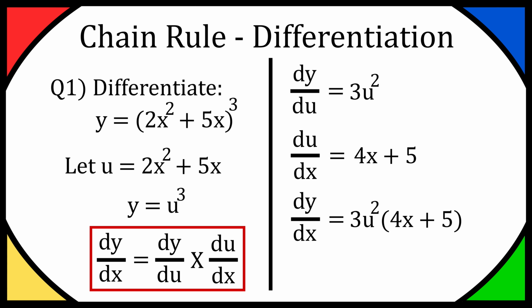Substituting the u back in, we're going to get 3 times (2x squared plus 5x) all squared times (4x plus 5). Now you can obviously expand it out, but quite often with these questions they will give you a particular x value that you need to put in at this point. So they'll be like, what is dy over dx at x is equal to 1? So you can just shove the value into there if you're doing that. I think it's probably fine to leave it like this.